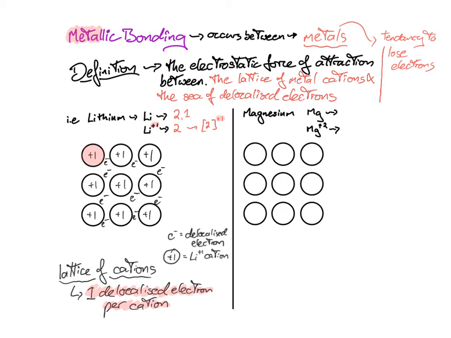Okay, so let's have a look at a different example, magnesium. Magnesium is going to have an electronic configuration of 2, 8, 2. We are therefore going to delocalize 2 electrons per cation.